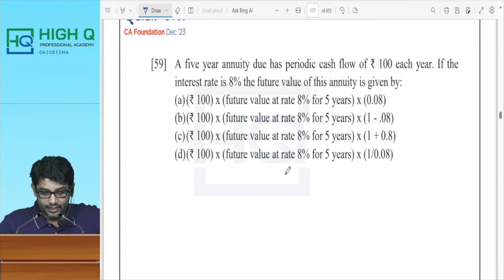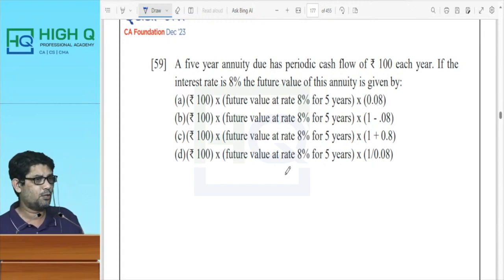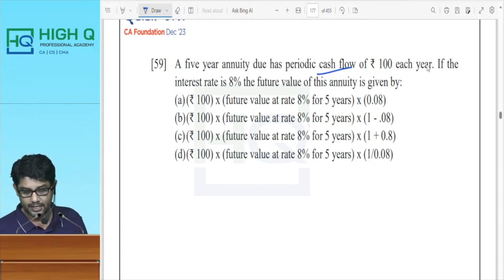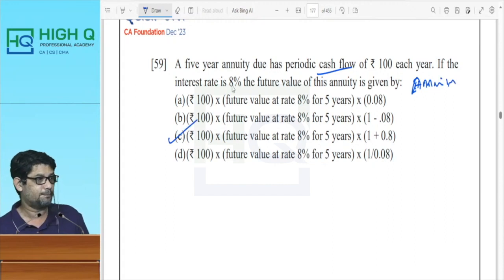Now, a 5-year annuity due has periodic cash flow of 100 rupees each year. If the interest rate is 8%, the future value of this annuity is given by, listen here. Since the problem is based on cash flow, my dear, in intermediate you are going to learn what cash flow statements and all are. Here, mathematically, what we remember is cash flow means you have to use the annuity due formula. That's it. So my answer is this one, option C.